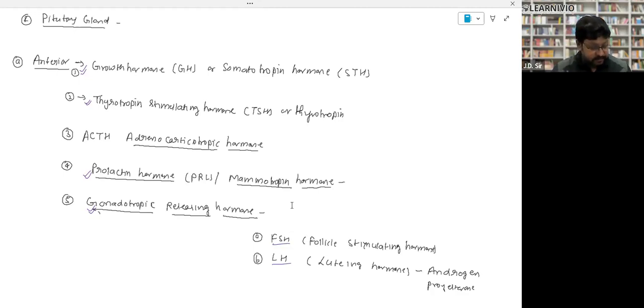It is divided into three lobes: anterior, intermediate, and posterior lobe. Now you can note down the hormones which are secreted by the anterior lobe. So this is growth hormone. From the name itself, it is clear that it is responsible for growth. It promotes protein metabolism.